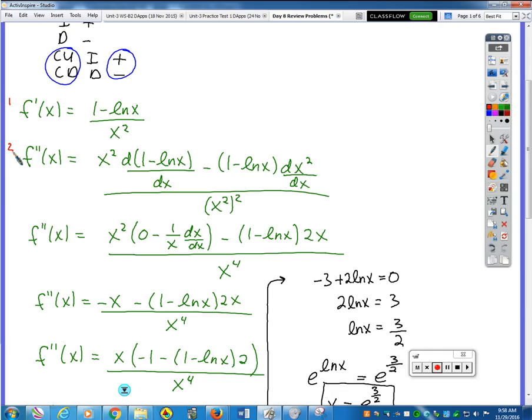Once we've done the quotient rule, from here to here I use the ln rule. Well, I use the add-subtract rule first. The derivative of 1 is going to be 0. The derivative of the ln of something is going to be 1 over the something, times the derivative of that something. This was pretty straightforward because the derivative of x squared is just 2x.